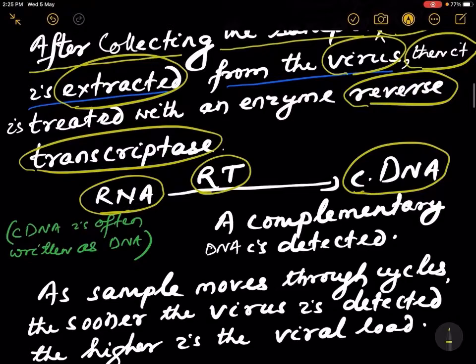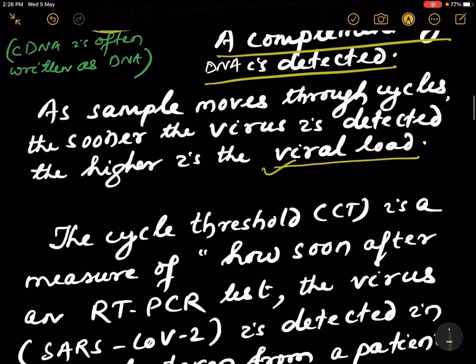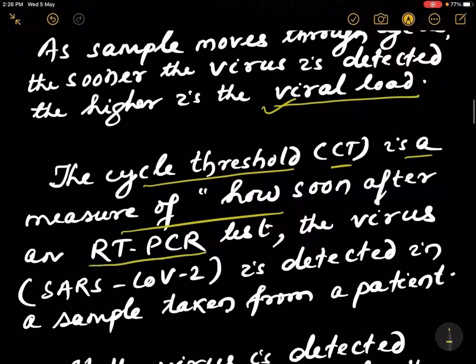As the sample moves through cycles, the sooner the virus is detected, the higher is the viral load. If the DNA is detected quickly, the viral load is more. The cycle threshold, CT, is a measure of how soon after an RT-PCR (reverse transcription polymerase chain reaction) test the virus SARS-CoV-2 is detected in a sample taken from a patient.